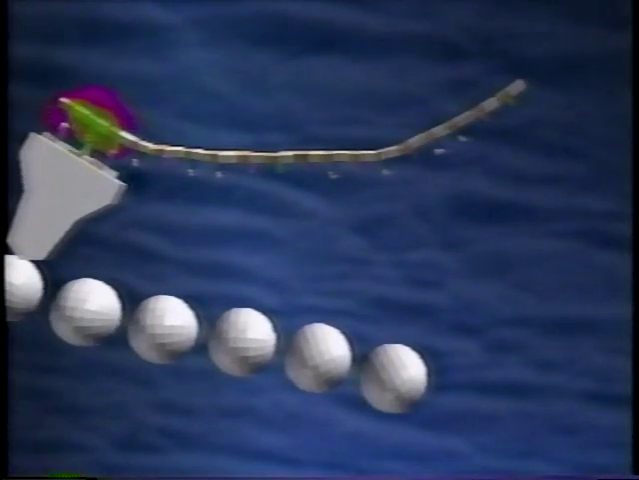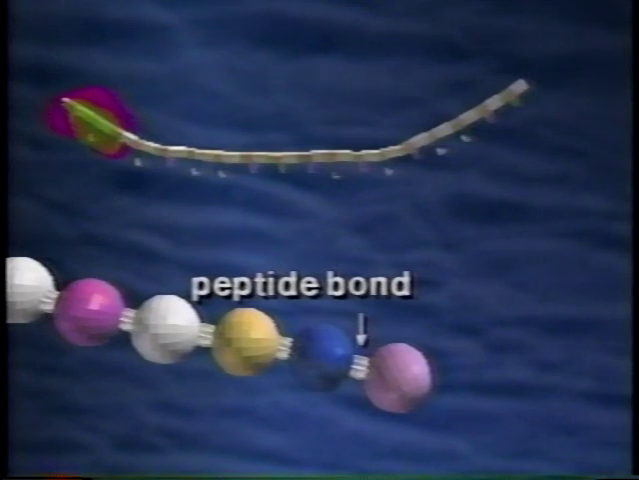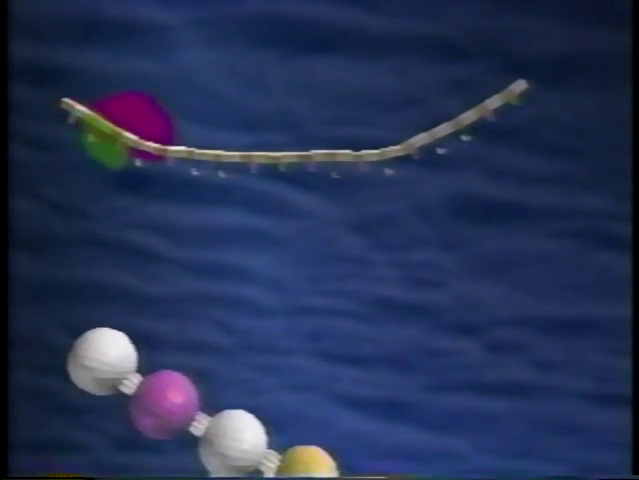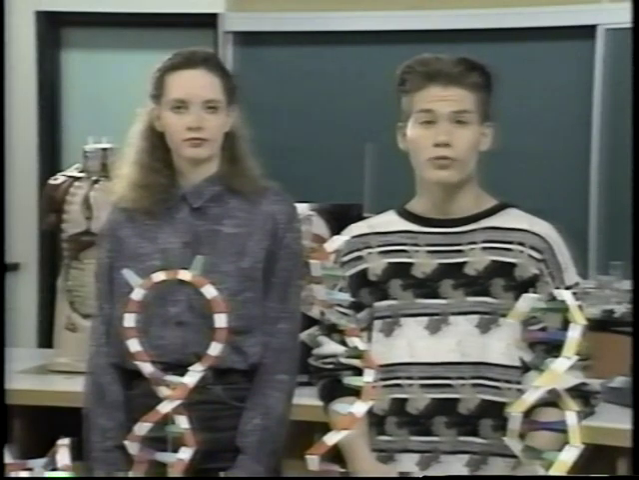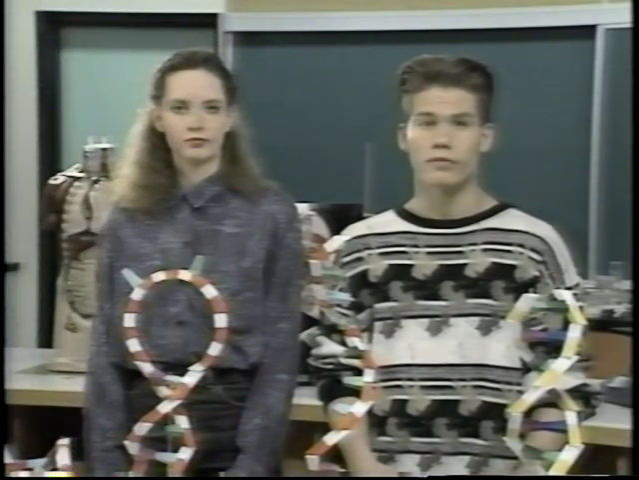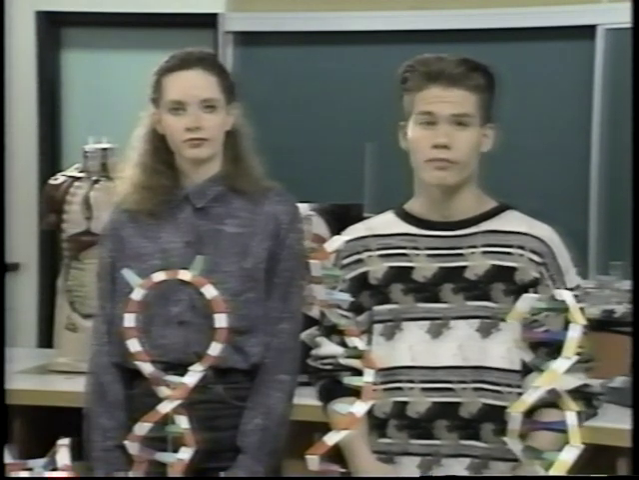The final stage, called termination, occurs when a termination codon is reached. A protein, called the protein release factor, bonds to the mRNA molecule, causing the dissociation of the ribosomal subunits and the freeing of the polypeptide chain. A new protein has been produced. This new protein will go on to perform some vital function in the organism.